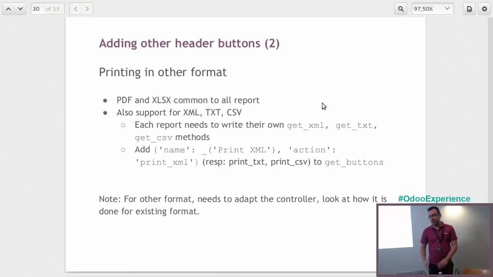And if you want to print using other formats than PDF and XLS, you can do that. We currently support XML, TXT, and CSV, but you need to write your own method for those formats. And obviously, you need to add the button to the getButton method. If you need more formats than those, you can do that, but you have to change the controller.